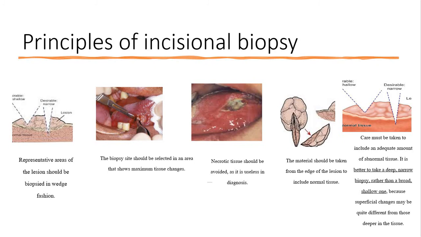Principles of incisional biopsy. Representative areas of the lesion should be biopsied in a wedge fashion. The biopsy site should be selected in an area that shows maximum tissue changes, that is, at the border of the lesion. Necrotic tissue should be avoided as it is useless in diagnosis. The material should be taken from the edge of the lesion to include normal tissue as well, and care must be taken to include an adequate amount of abnormal tissue. It is better to take a deep, narrow biopsy rather than a broad, shallow one because superficial changes may be quite different from those deeper in the tissue.